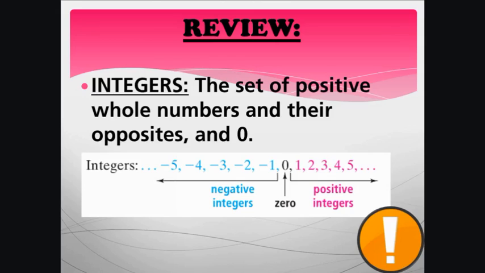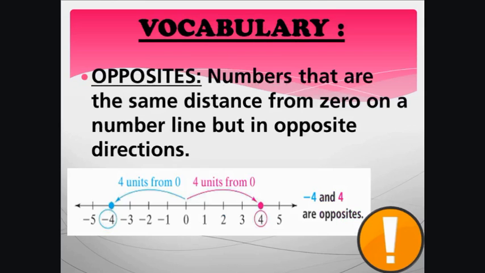What we're going to talk about first is what integers are. Integers are the set of positive whole numbers and their opposites and 0. And opposites, since that's in the definition of integers, we need to also know what opposites are. Opposites are the numbers that are the same distance from 0 on the number line, but in opposite directions. So in this example, the opposite of negative 4 is 4.